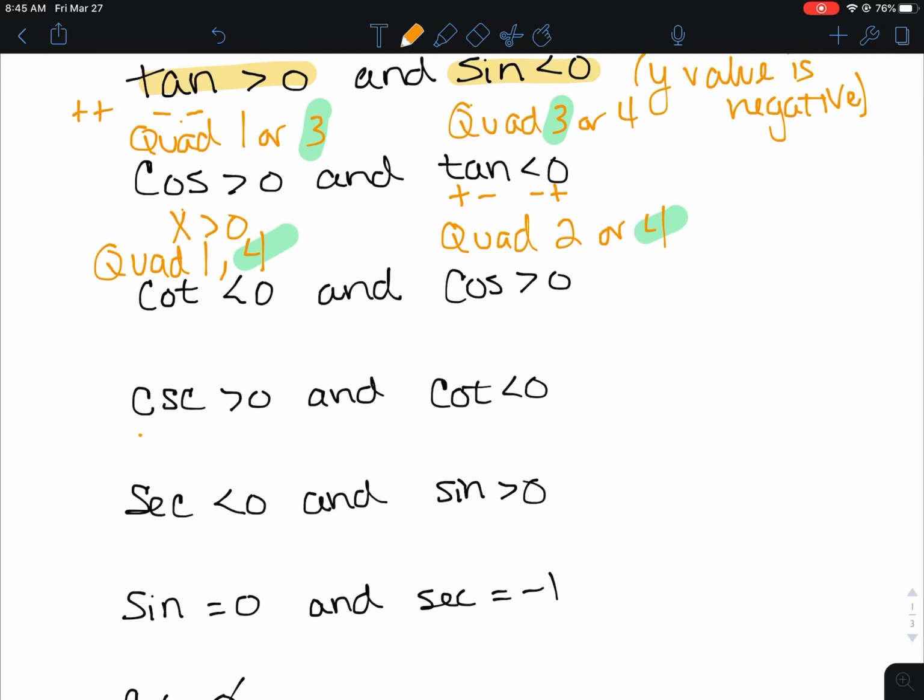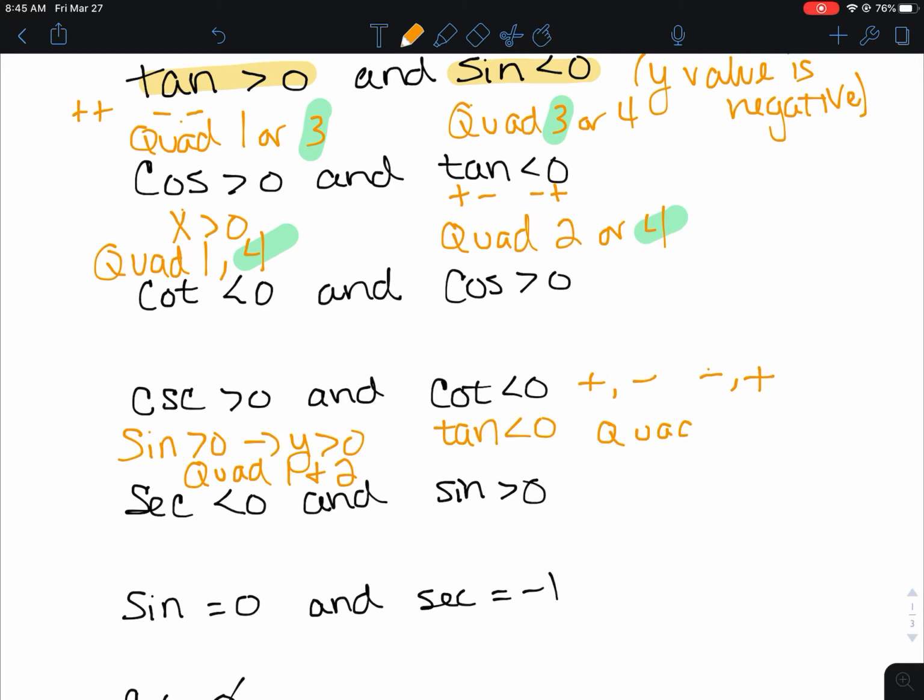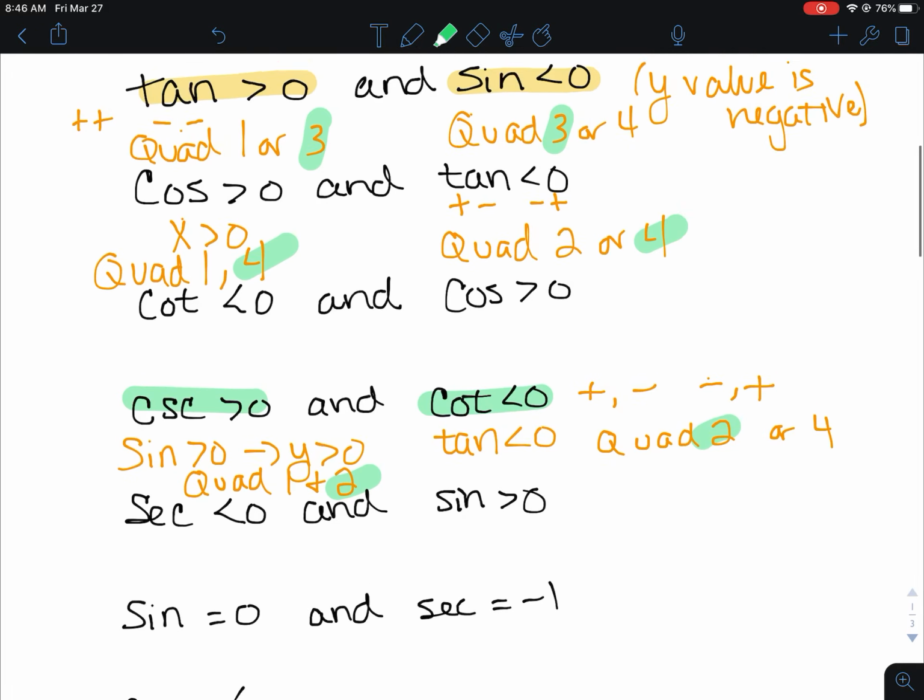So cosecant is positive. That means sine has to be positive. That means the y value is positive. So y is going to be positive in quadrants 1 and 2. And then cotangent is negative. Well, that would be where tangent is negative. And so that would be in quadrants where we have opposite signs, which is going to be quadrants 2 or 4. So again, the quadrant that works for both restrictions, cosecant positive, cotangent negative, is quadrant 2.